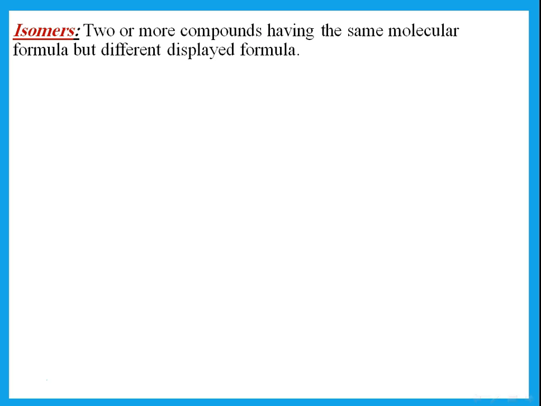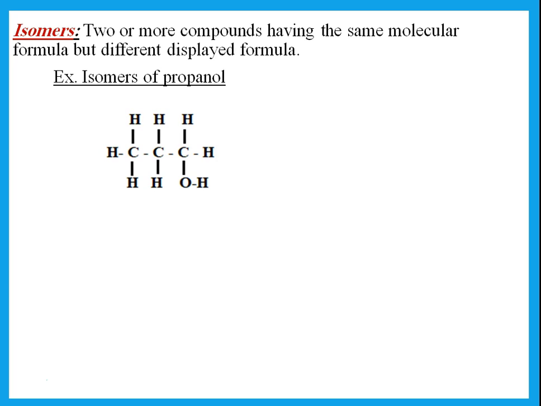Okay, isomers. Isomers are 2 or more compounds having the same molecular formula but different displayed formula. What does that mean? If I'm required to draw isomers of propanol, first of all, how do I draw propanol? Prop means 3 carbons, ol means an OH somewhere. Now, my question would be, where am I going to put the OH? Is it at one end of the chain?